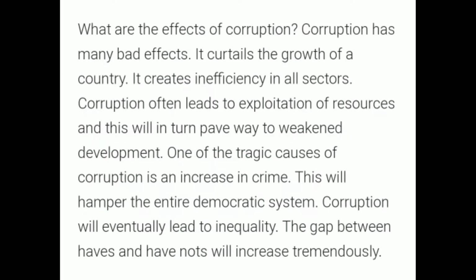Now, what are the effects of corruption? Corruption has many bad effects. It curtails the growth of a country. It creates inefficiency in all sectors. Corruption often leads to exploitation of resources, and this will in turn pave way to weakened development. One of the tragic causes of corruption is an increase in crime. This will hamper the entire democratic system. Corruption will eventually lead to inequality. The gap between haves and have-nots will increase tremendously.